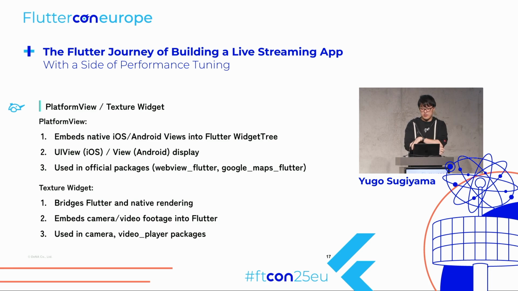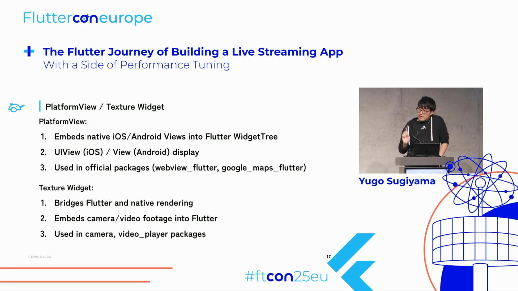Next, let's talk about the platform view and the texture widget. The basic mechanism of the platform view is that it allows embedding native iOS or Android views directly into the Flutter widget tree. So, for example, a native UIView on iOS or View on Android can be displayed inside Flutter. This is the approach used by official packages like webview_flutter and google_maps_flutter.